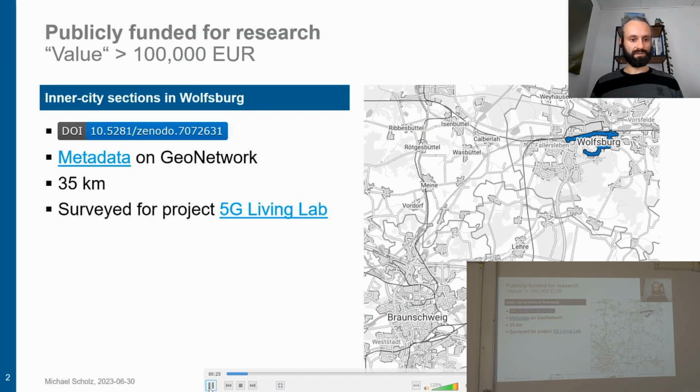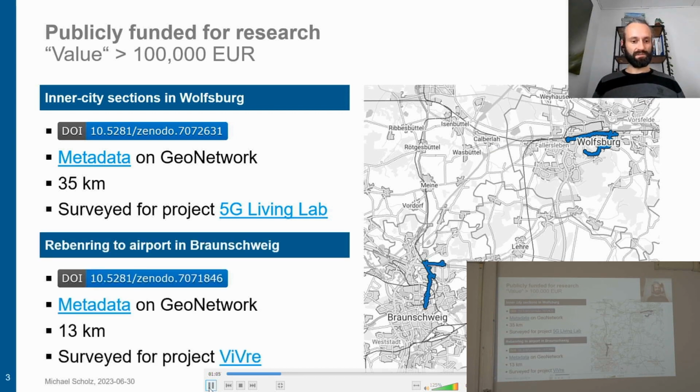Our first dataset covers around 35 kilometers of inner city sections in Wolfsburg, near the headquarters of German automotive company Volkswagen. And here 35 kilometers refer to the distance in both driving directions. And the surveying has been conducted through mobile mapping and funded in the project 5G Living Lab. You can find the original OpenDRIVE raw data for download under this digital object identifier, which is also nice to be cited and referred to in publications. And there we also cross-reference to some metadata on GeoNetwork.